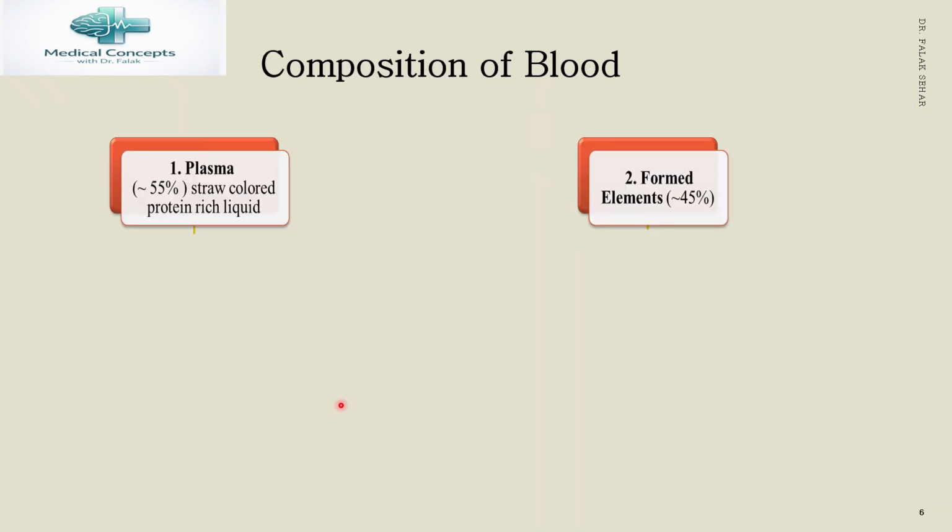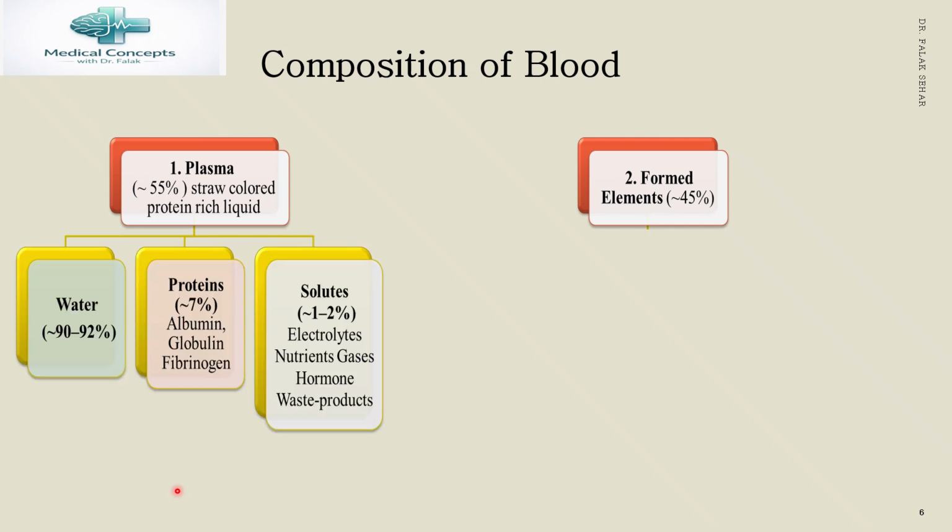Now coming to the composition of the blood, as we have already discussed, blood is composed of the plasma and the formed elements. Now if we look into the plasma, plasma is further divided into various components. It's mostly composed of water, that is 90 to 92%, the proteins, that is 6 to 8%, and the various solutes that make approximately 1 to 2% of the total plasma.